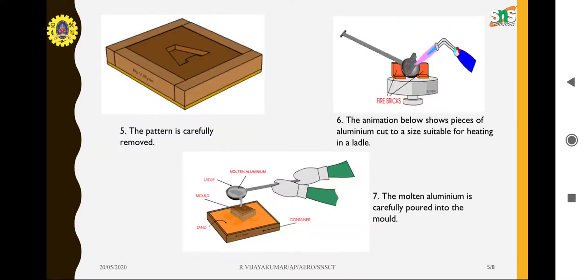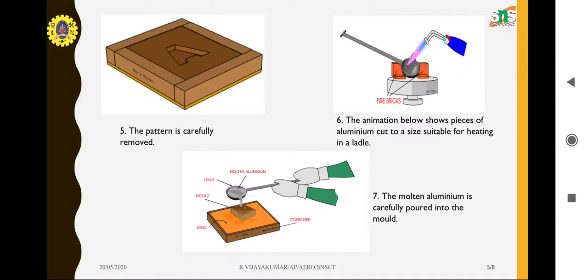Then next, we are going to remove the pattern carefully from the sand. You can notice the impact of the pattern in the sand. It resembles an A. It's an A pattern. We can see it very clearly.